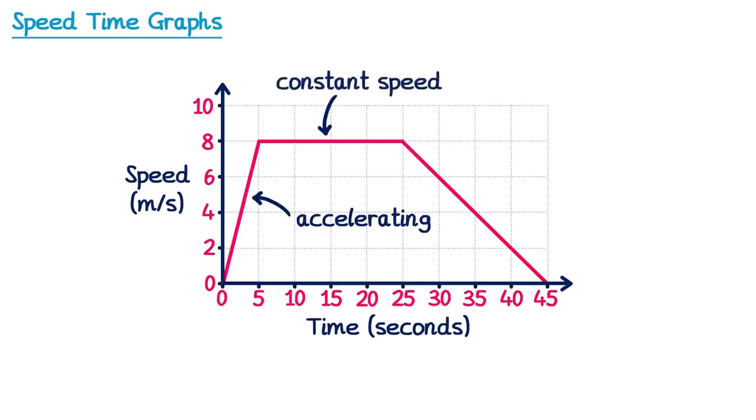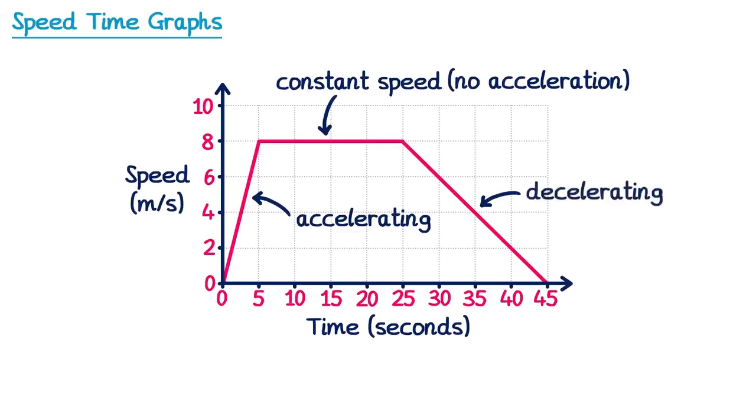A moment ago, we said that if there's a change in speed, then there's an acceleration. So if there's no change in speed, as in the speed is constant, there'll be no acceleration. So we could also say that in this section of the race, they were not accelerating. Then if we look at the final section of the race, this one here, their speed was at 8 meters per second and it came all the way down to 0. So in this section, they were decelerating.